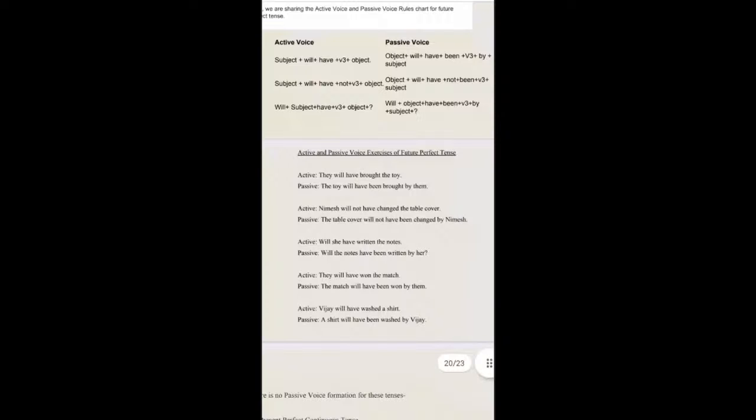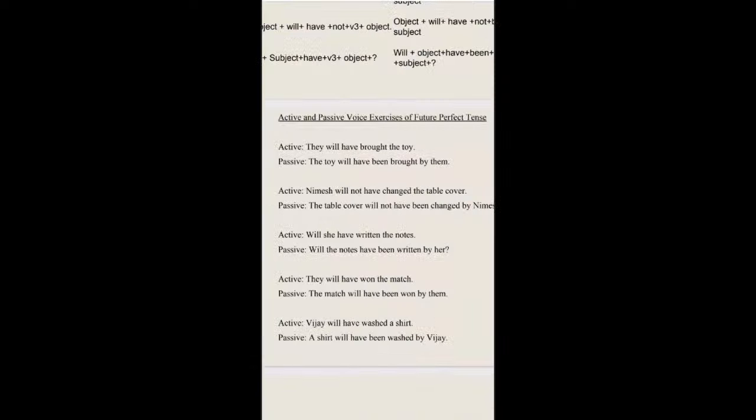This is not a very usual sentence. We generally use "the toy would have been brought by them." But my suggestion would be, you see the question. If "would" is given there, you make use of "would." If "will" is given there, make use of "will." There is no problem at all, right? The toy will have been brought by them. Now you see, will she have written the notes? Will the notes have been written by her? Okay, so like this, you need to study.